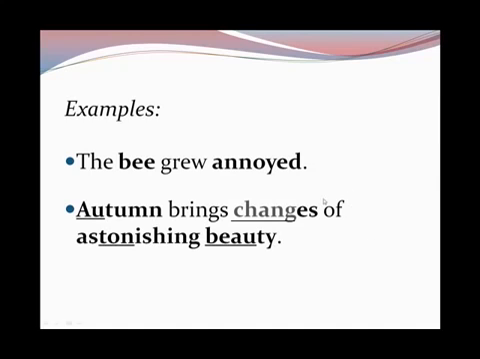Next example: Autumn brings changes of astonishing beauty. Again, we have more content words than words being stressed. The verb brings is not stressed because I want to create a good rhythm in the sentence. I alternate the stress, and what results is a rhythm like this: dun da dun, dun da dun, 1 and 2 and 3 and 4. Autumn brings changes of astonishing beauty.